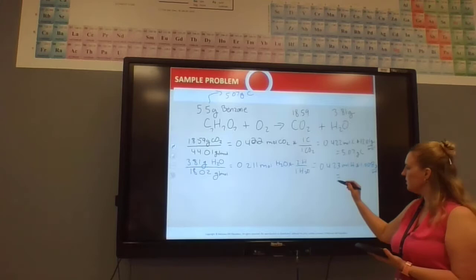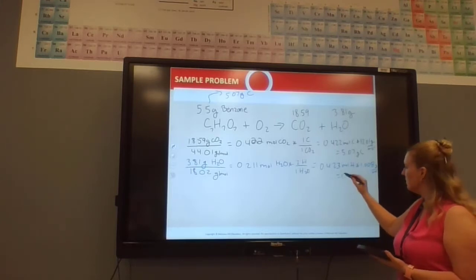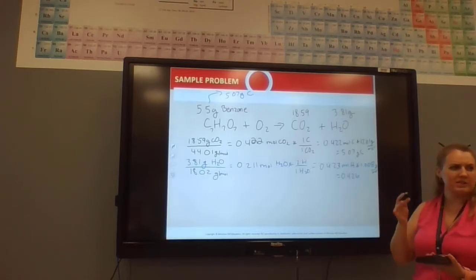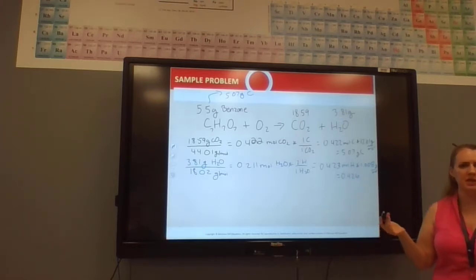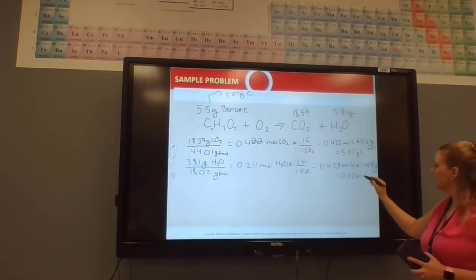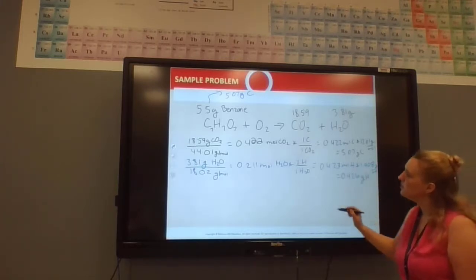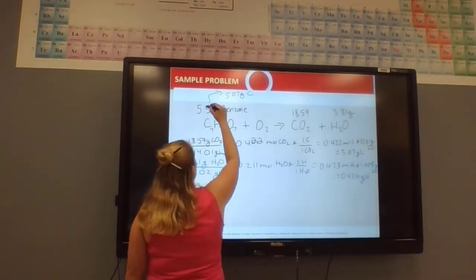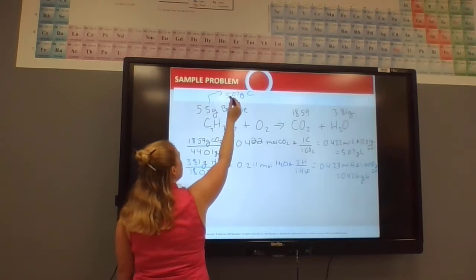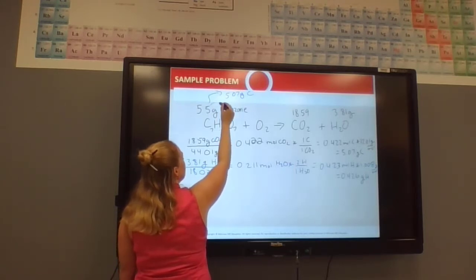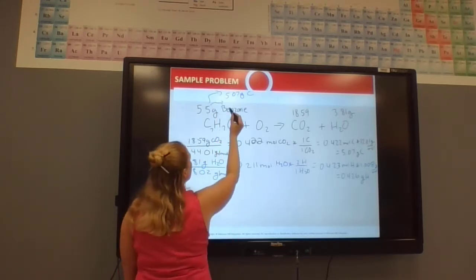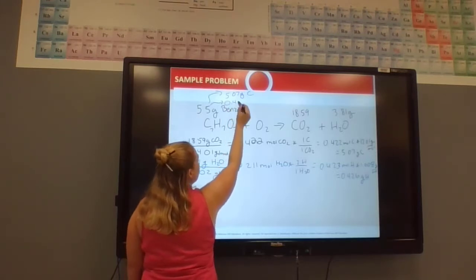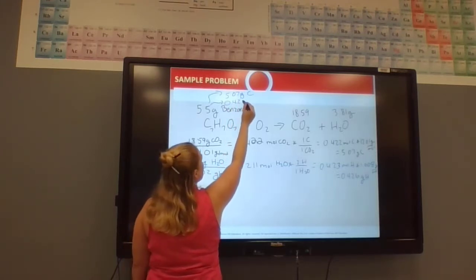0.42, I'm going to do 0.426. It doesn't matter if you're rounding slightly differently because we're looking for whole numbers at the end anyway. These are grams of hydrogen. So back to our sample of those 5.5 grams, 5.07 is carbon, and 0.426 grams is hydrogen. So now how do we figure out oxygen?